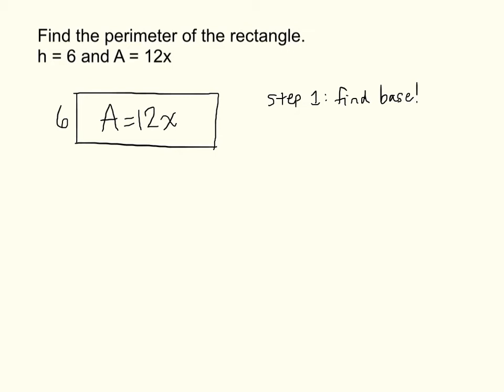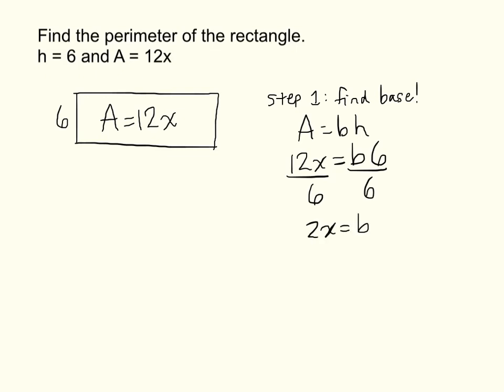So what I'm going to do is I'm going to take my area formula and I'm going to plug in what I know. I know from here that my area is 12x. So 12x becomes the area. My base I don't know. My height I'm given is 6. So to solve for base, I'm going to divide by 6 on both sides. And I get 2x equals base. So I can go over here and write 2x equals base.